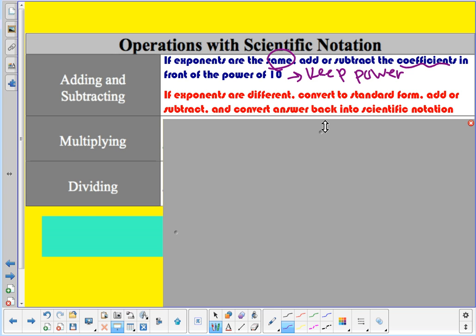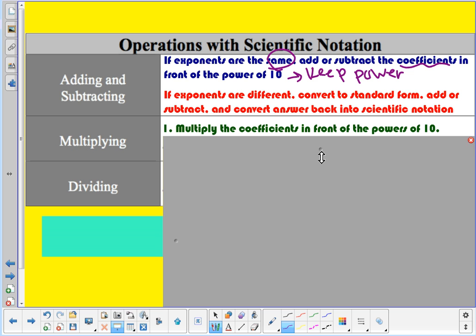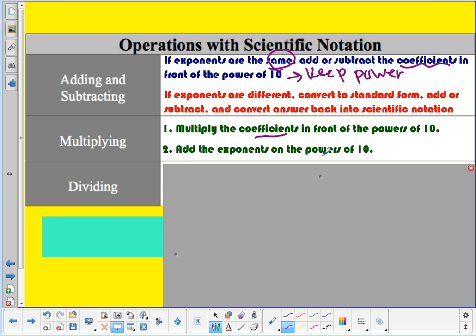It's still something we can look at. When we're multiplying, we're just going to multiply the like parts. So multiply the coefficients in front together first, and then add the exponents on the powers of 10. This goes back to that unit 3 where we had the product of powers rule. When we were multiplying something like x squared times x to the third, we got x to the fifth because we added the exponents together.